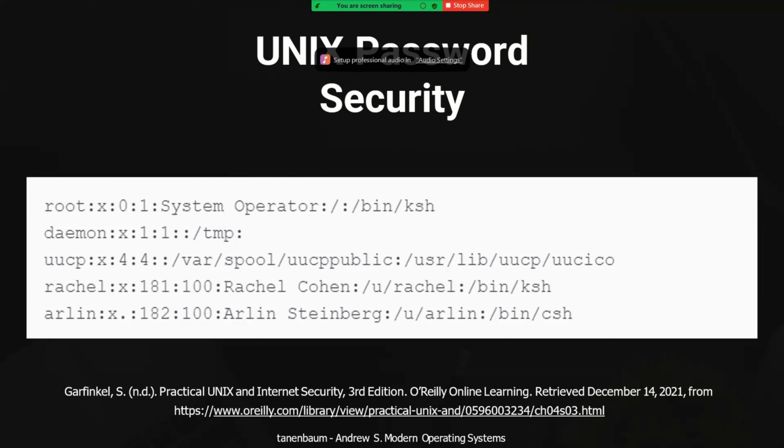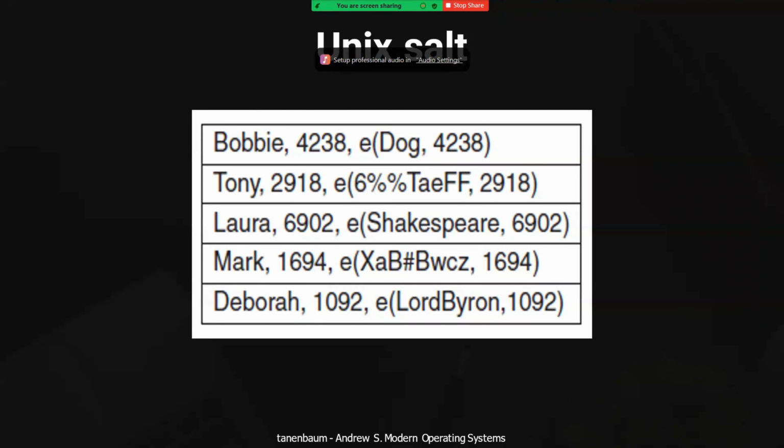Now, what if the hacker also gets access to our encrypted files? A simple shell script used by a cracker could identify the passwords. After addressing these problems, Morris and Thompson created the Unix salt system.